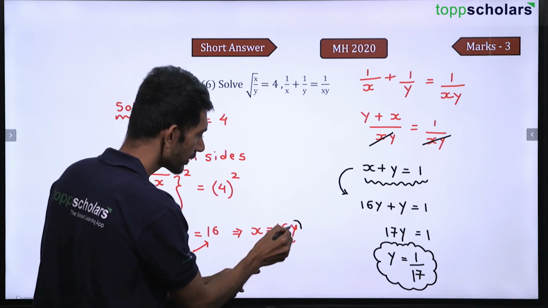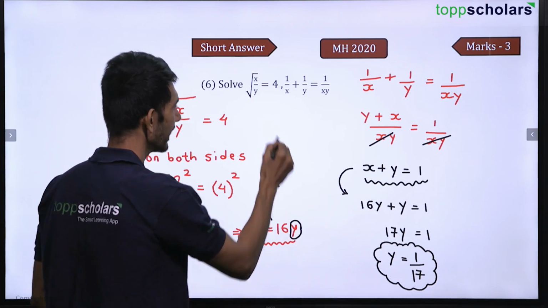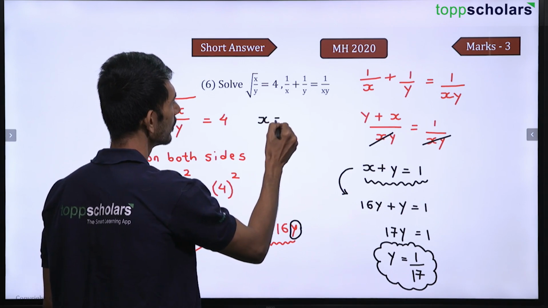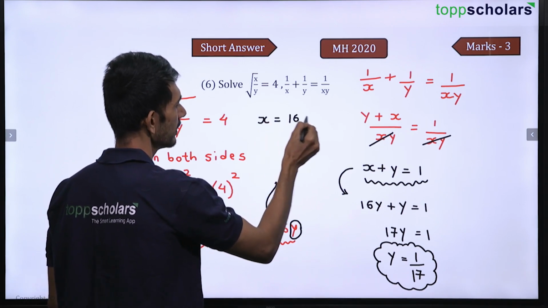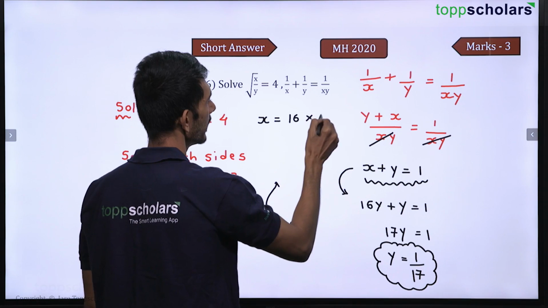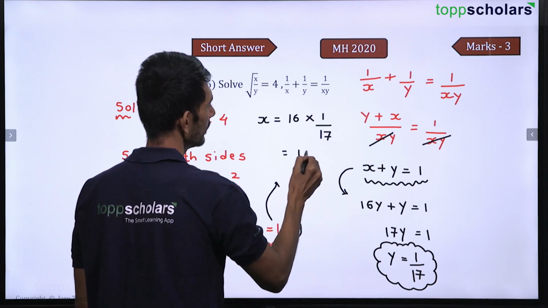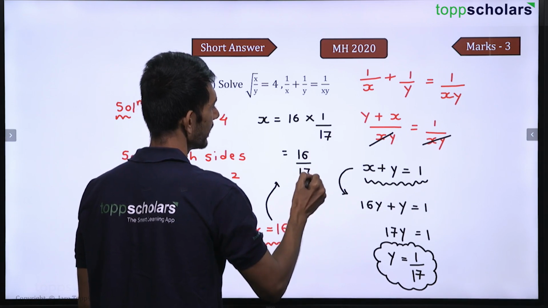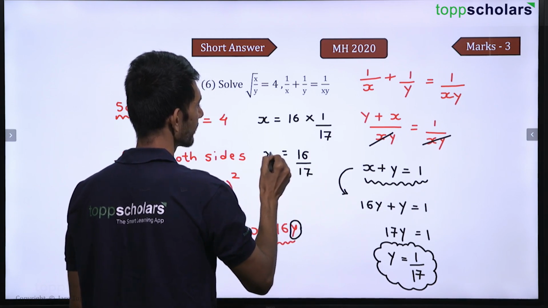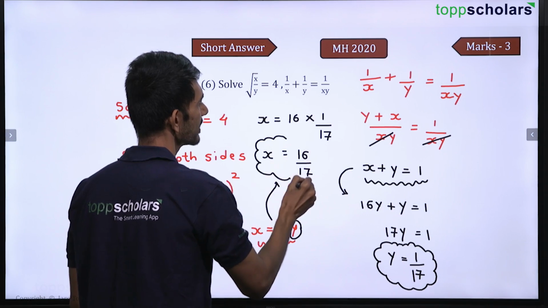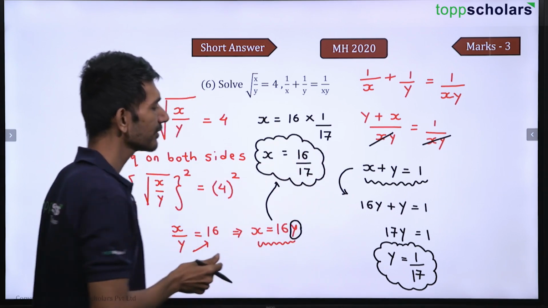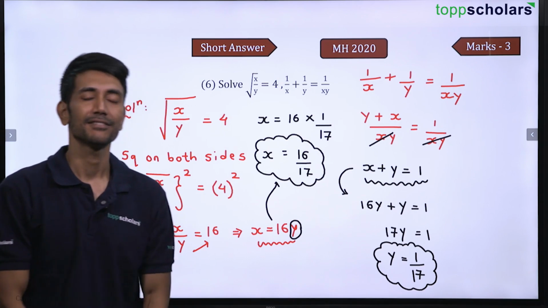Put it over here. Can I say x will be equal to 16 into 1 by 17? That is equal to 16 by 17. That is your x. So x is 16 by 17 and y is 1 by 17. That is your final answer.